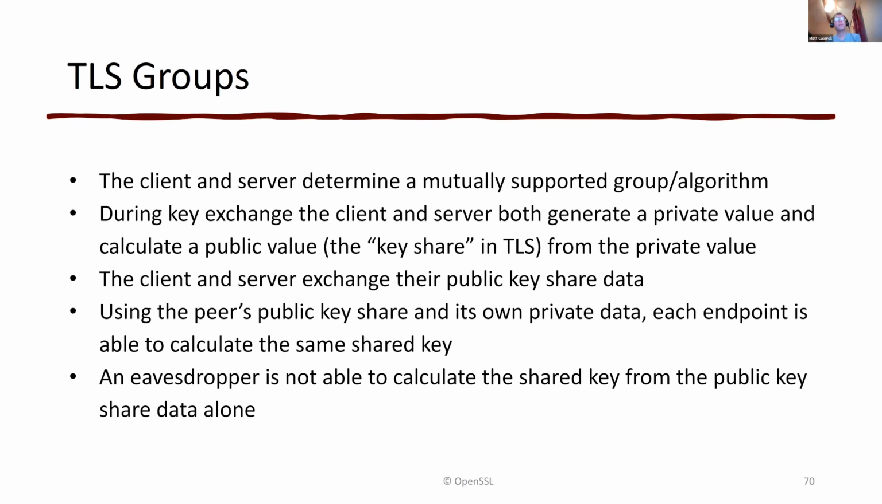So at that point, each endpoint has a private value that it's generated itself and a public value that's come from its peer. And using those two pieces of information, they can generate a key. Both sides of the communication do the same calculation with their own private data and the public data from the peer, and they end up with the same shared key value. Any eavesdropper that sees those public values being exchanged can't generate that shared key value because they don't have access to the private data. So that's key exchange.